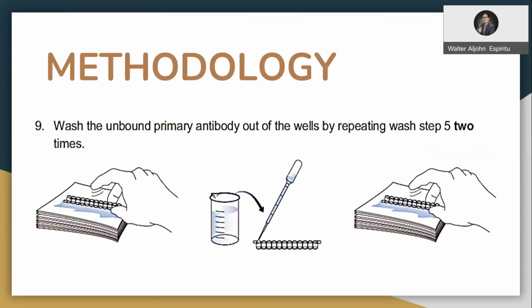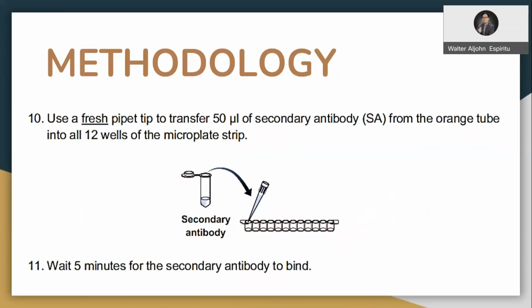Dip the wells onto a paper towel, remove the solution, and wash again with the buffer. Repeat the washing process twice. The next step after the twice washing is to add the secondary antibody. This secondary antibody comes from the orange tube, and you transfer it to the 12 wells. Once again, after addition, we wait for 5 minutes.